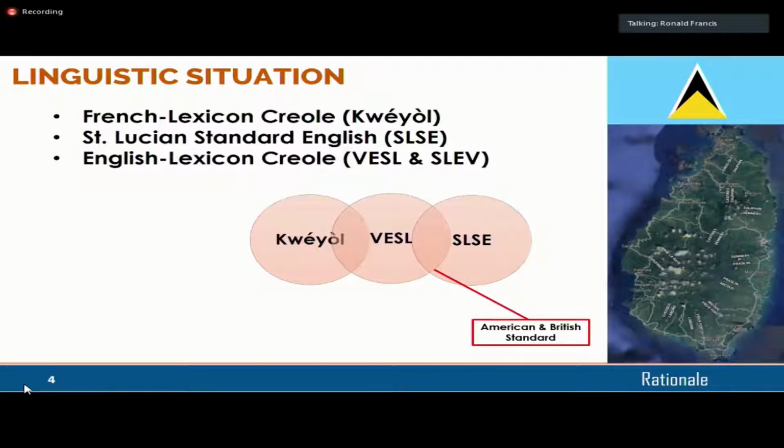Basically, what is considered St. Lucian standard English is conventionally American and British English. It's accepted in the secondary education system. As a teacher in high school, we accepted any form of British or American English, even though British English was preferred. And VESL is basically an area of contention as well. Some scholars say that it is re-lexified Creole and that it includes a lot of Atlantic Creole structures. Some people think that it is closer to English, actually, than French Creole.